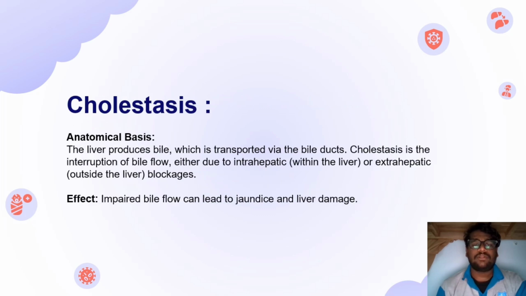Cholestasis. The liver produces bile, which is transported via the bile ducts. Cholestasis is the interruption of bile flow, either due to intrahepatic blockages, that is within the liver, or extrahepatic blockages, outside the liver. Impaired bile flow can lead to jaundice and liver damage.